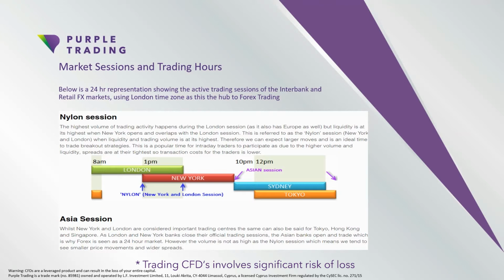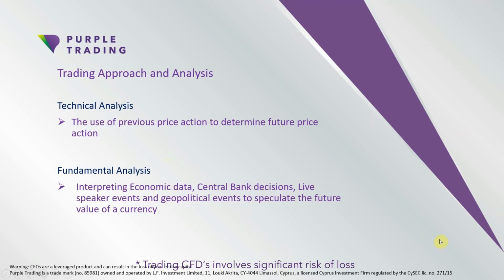So we have 24 hours of trading, 5 days a week. Okay, so trading approach and analysis. What tends to be used when or before taking action? So there's generally two types. We have technical analysis, and that's the use of previous price action to determine future price action. Very simple. And fundamental analysis is interpreting economic data, central bank decisions, live speaker events, geopolitical events to speculate the future value of a currency.